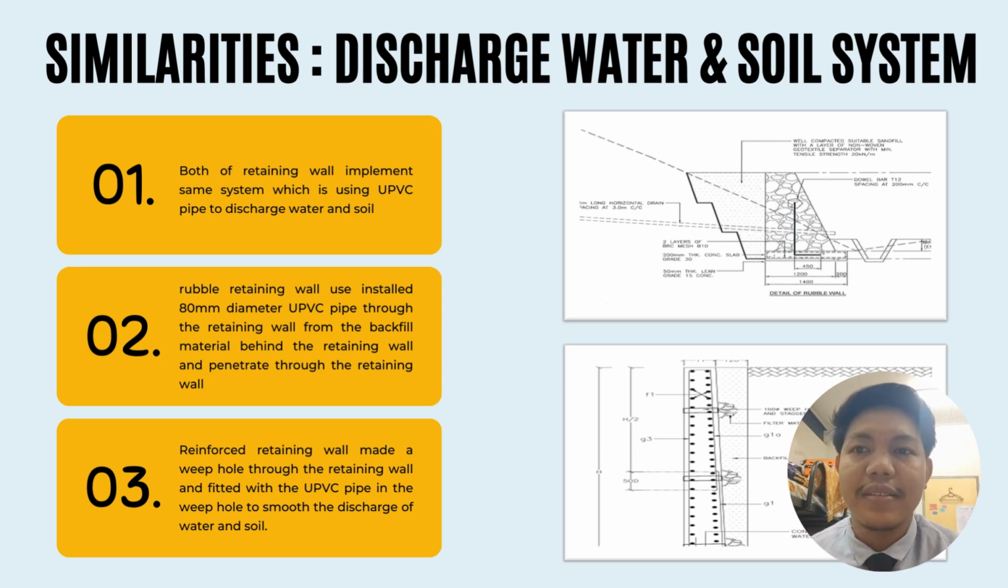First similarity is regarding the discharge water and soil system, where both of these retaining walls implement the same system, which is using UPVC pipe to discharge water and soil. For the rubble retaining wall, they lay UPVC pipe from the backfilling material behind the retaining wall throughout the retaining wall itself. While for the reinforced retaining wall, they made a weep hole in the retaining wall, and then they fix the UPVC pipe in the weep hole.